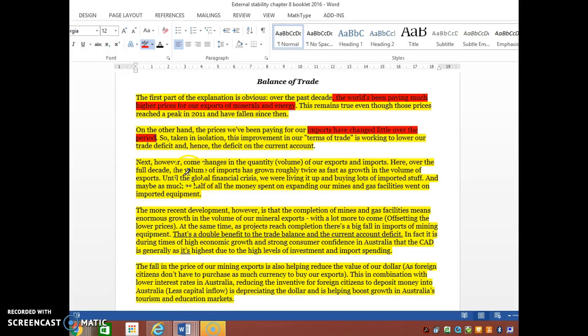So the volume of imports has grown roughly twice as fast as the volume of exports, which basically means that even though more money was coming in, more money was coming out. And that was particularly the case during the mining boom because we were spending so much money on expanding our mines and facilities that essentially that was offsetting the fact that we were getting so much money for our exports. So there was a lot of money coming in to the current account because we were exporting so much at such a high price, but at the same time we were importing a large amount because we were using so many imports to invest and expand our productive capacity.